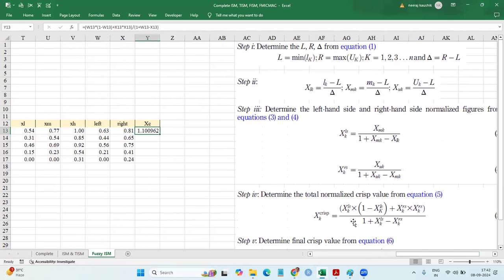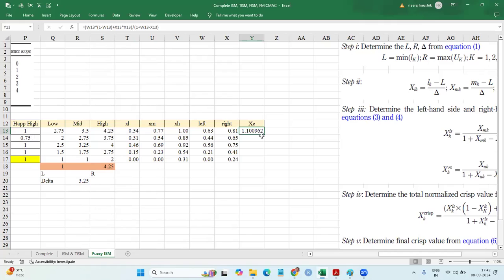So check this. Am I correct? Left on the top it's written LS. Left into 1 minus left plus right into right divided by 1 plus left minus right. So I have done this part. Let me cross check. Left is W13 into 1 minus W13.